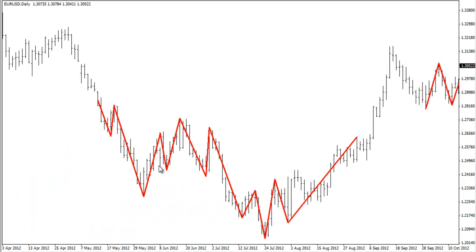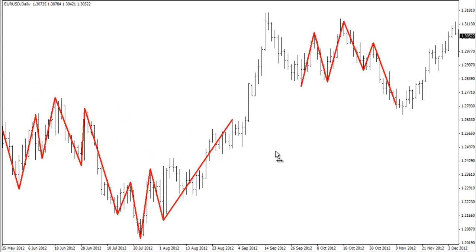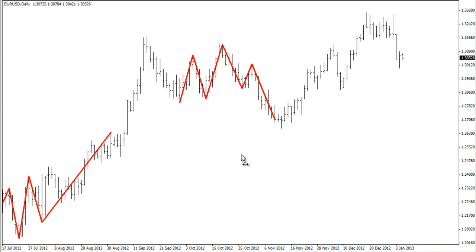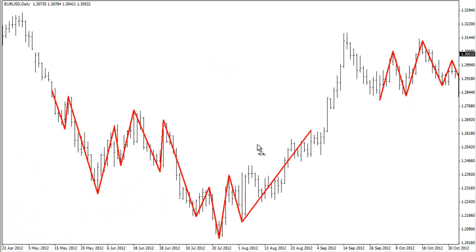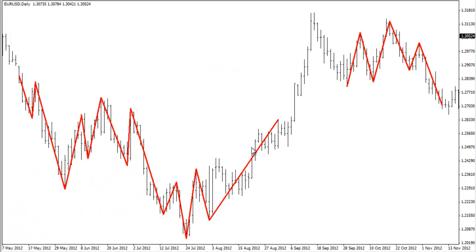So you can identify these inverse head and shoulders, the head and shoulders on any time frame, on any chart, any currency pair, and you can straight away see the frequency is actually quite high. There's quite a high number of these head and shoulders patterns occurring for us to take advantage of. They're probably the most frequent reversal pattern that you're likely to find, and therefore potentially something that you should think about adding to your trading portfolio.